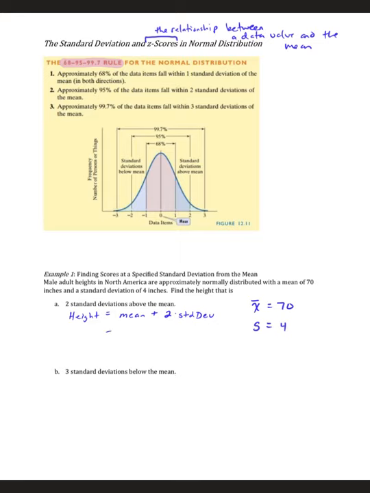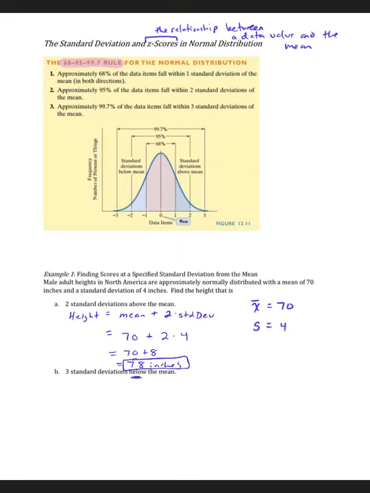So we have the mean, which is 70 plus 2 times 4. So this would be 70 plus 8, which leaves us with a height of 78 inches. That would be the height of the man that has a height 2 standard deviations above the mean. Now looking at the next one.